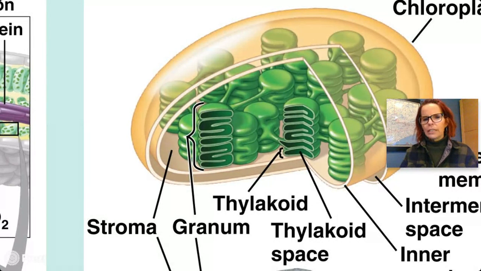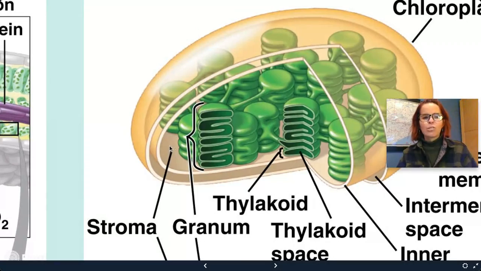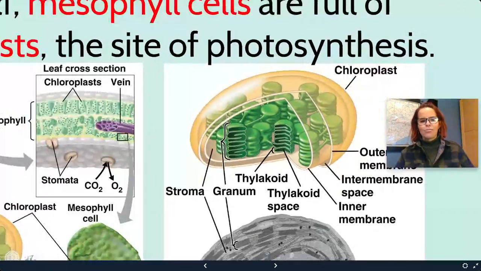The other word that I want to make sure you know is the word stroma. Stroma is the liquid inside of the chloroplast. So it's kind of pointing to nothingness right there, and that's the stroma.